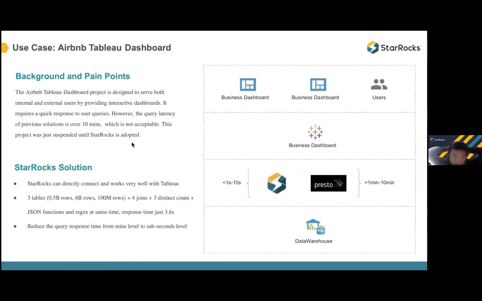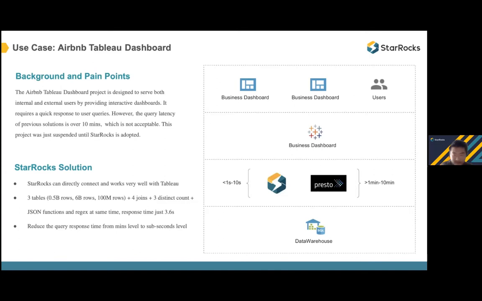Here's another example, which is from our client Airbnb. They try to use the Tableau dashboard to build a client report for the internal and external user. Before using StarRocks, they tried Presto, which gave really bad performance. Each query took on average a minute, normally less than 10 minutes, so it's not an acceptable response time. They had to hold on until they found the solution from StarRocks.